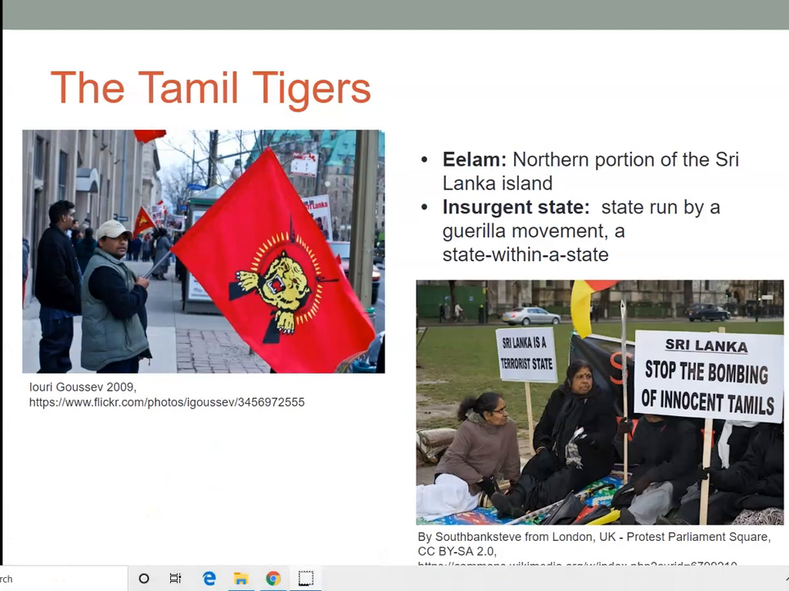So there has been some more attention to this in the news recently. In 2019, there was a suicide bombing that did kill some civilians. But 2009 was the official end of the civil war, and we were looking at tens of thousands of people killed, and many of them were civilians.